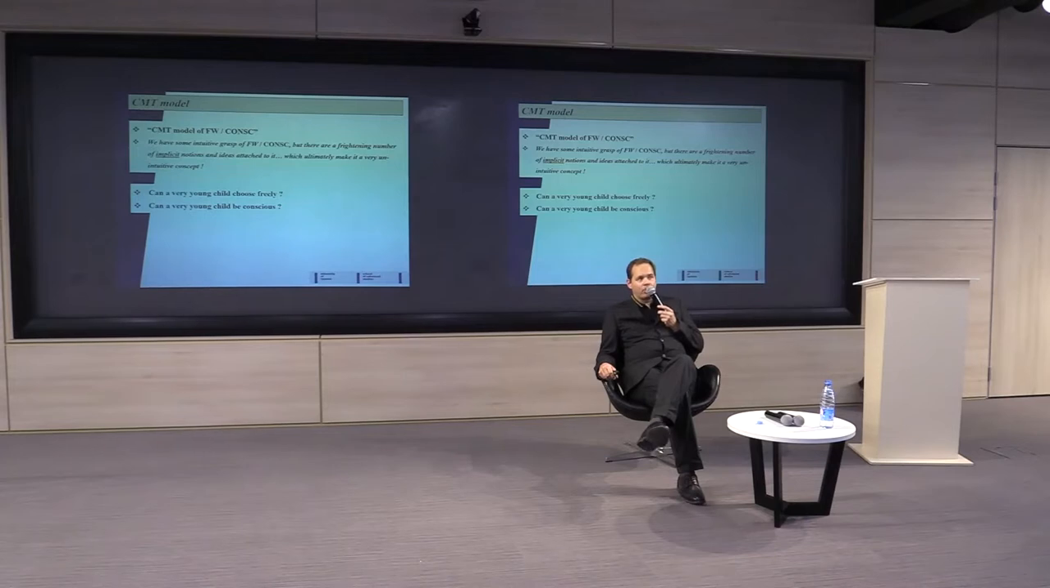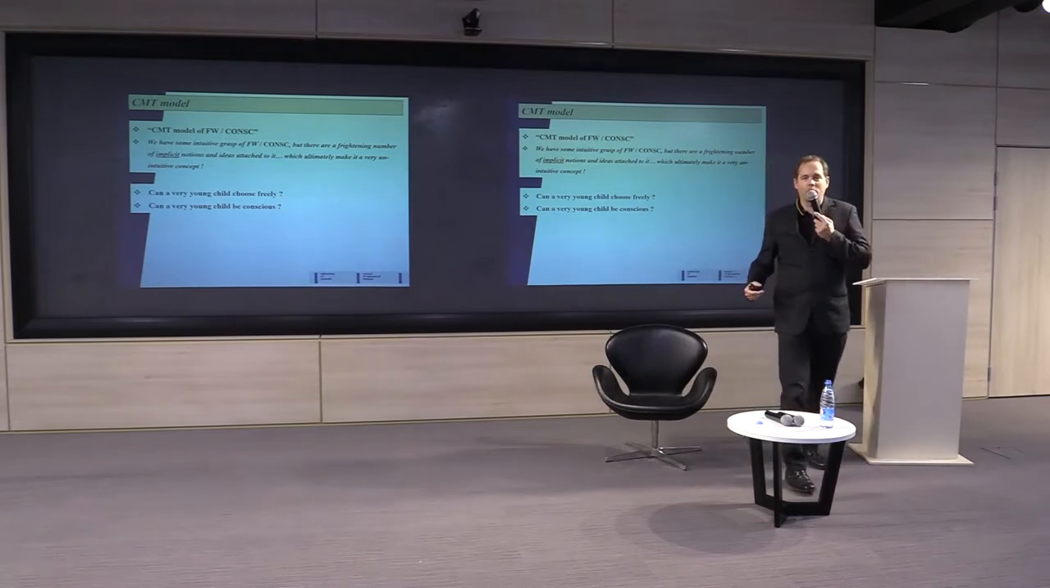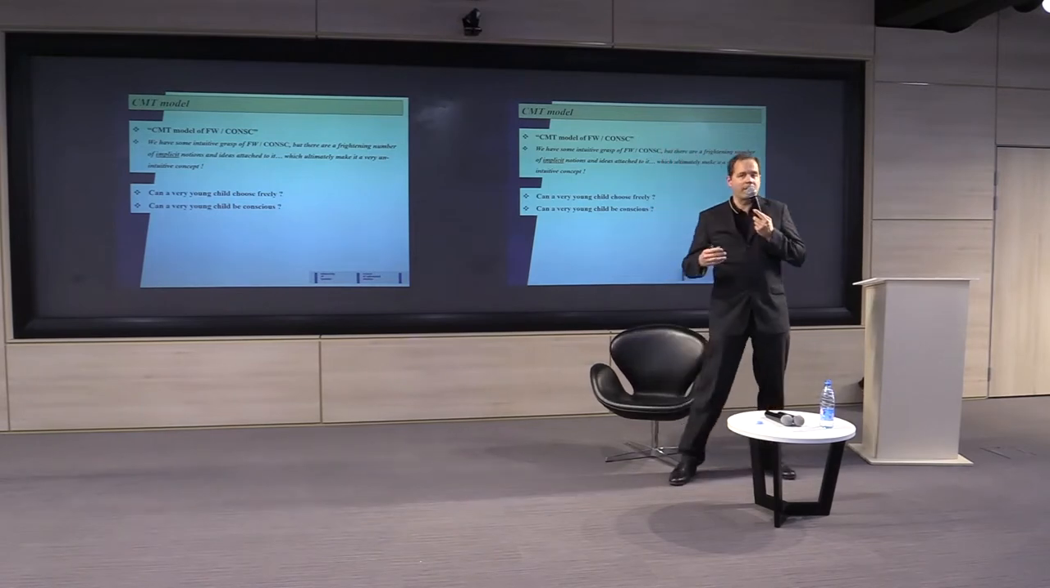And one of the ways, as I said in a preceding lecture, to start thinking about this is, for instance, to think about the question: can a very young child choose freely? Can a very young child be conscious? Well, if it is a newborn child, then we hesitate. I think most of us would hesitate to say that it is conscious and that it can choose freely. When it grows up, slowly but certainly the capacity to choose freely and to become conscious grows. And these two capacities seem to evolve in parallel, right?